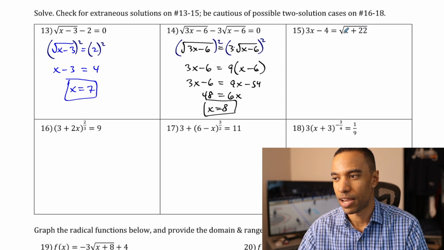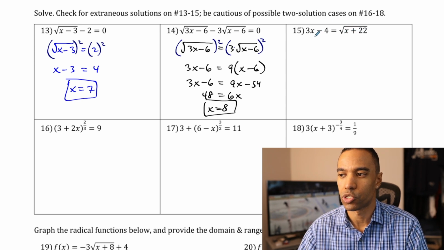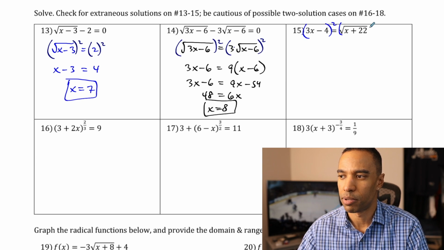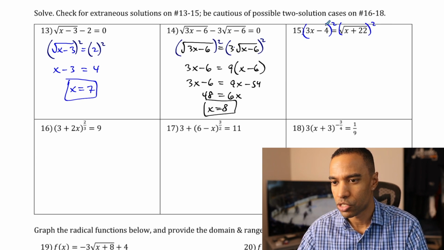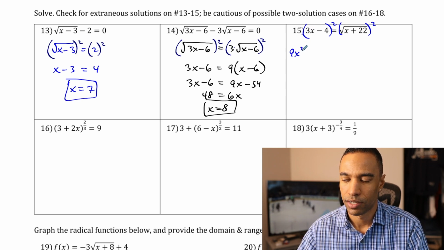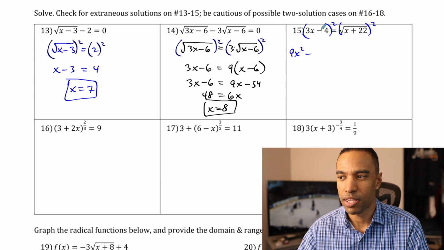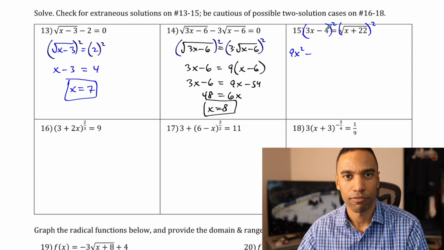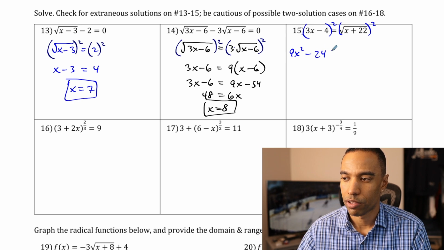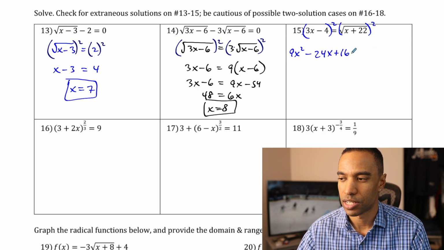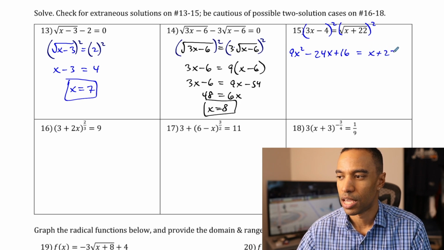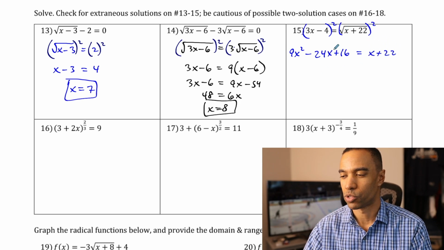All right, right here we have an isolated radical, root x plus 22, and on this side we have 3x minus 4. I will square both sides right now, but this time we're going to run into a little perfect square trinomial. We got a squared minus 2ab: 2 times 3x times 4 is 24x, minus 24x plus 4 squared, which is 16. It's a bigger perfect square trinomial. Haven't done many of those. And square that square root, it goes away.